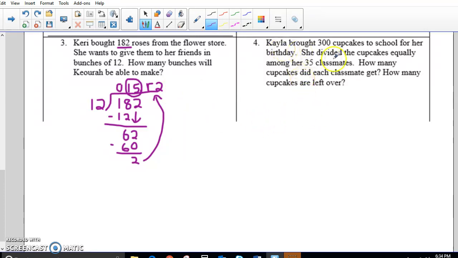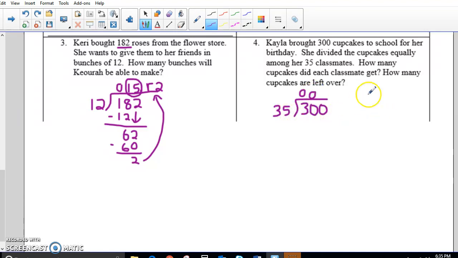Then we have Kayla, who bought 300 cupcakes, and then she divided those cupcakes among her 35 classmates. So let's take 300 cupcakes and let's divide it by 35 people. Somehow I have a feeling it's not going to be even. Can 35 go into 3? No, it cannot. Can 35 go into 30? No, it cannot. It's too big. So we have to figure out how many 35s fit into 300.